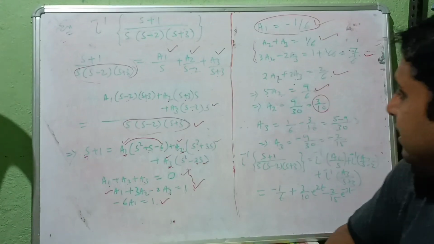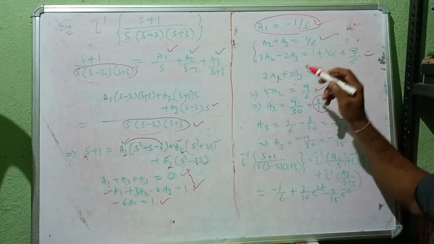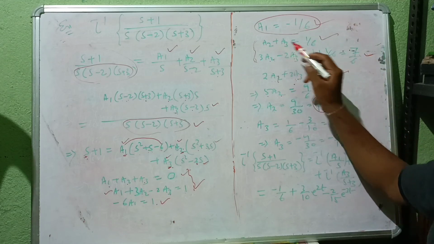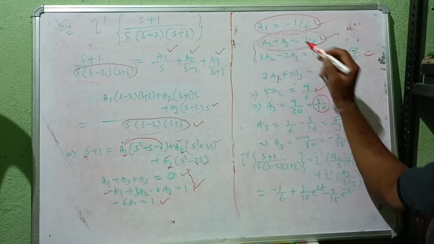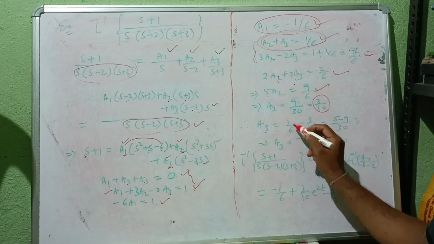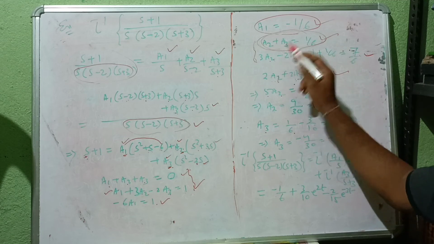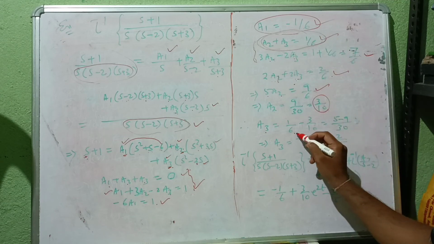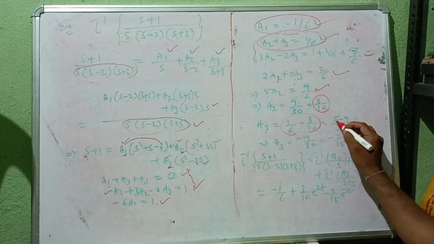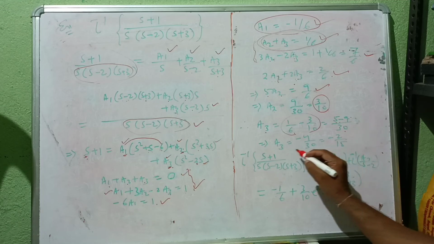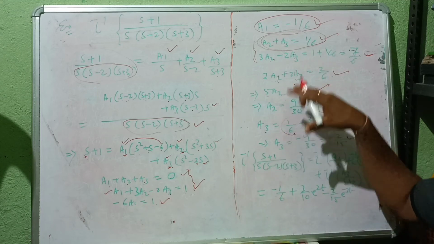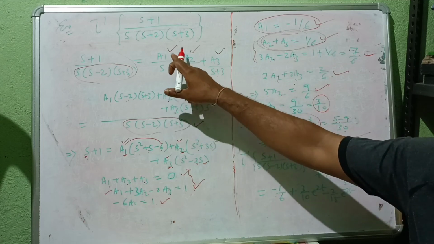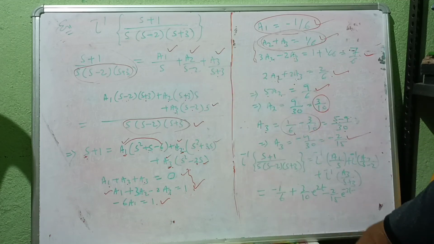The value of a2 equal to 3 by 10. Now just put the value of a2 here, so that we can find a3. So a3 equal to 1 by 6 minus a2. So a2 is 3 by 10, so 1 by 6 minus 3 by 10, so 5 minus 9 by 30. So a3 equal to minus 2 by 15. So now we got all the constants we assumed in the sum of partial fractions.